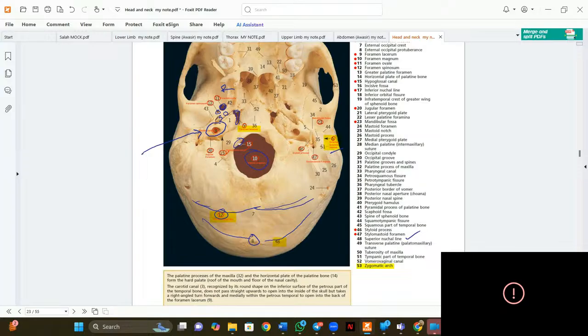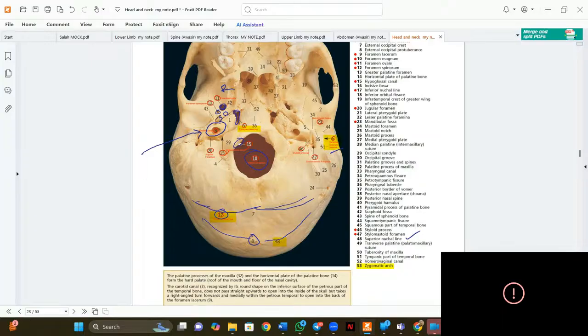20 is jugular foramen. How will we remember this? Jugular foramen. Okay. Then I will remember. Okay. 23. 23 is mandibular fossa. Okay.